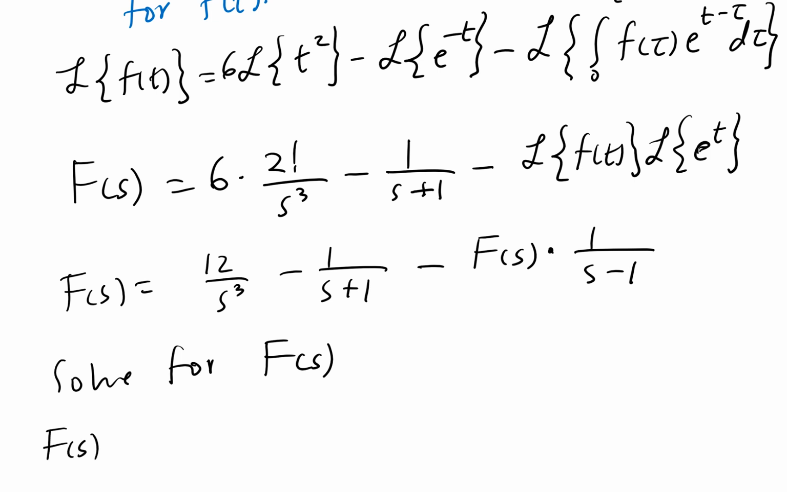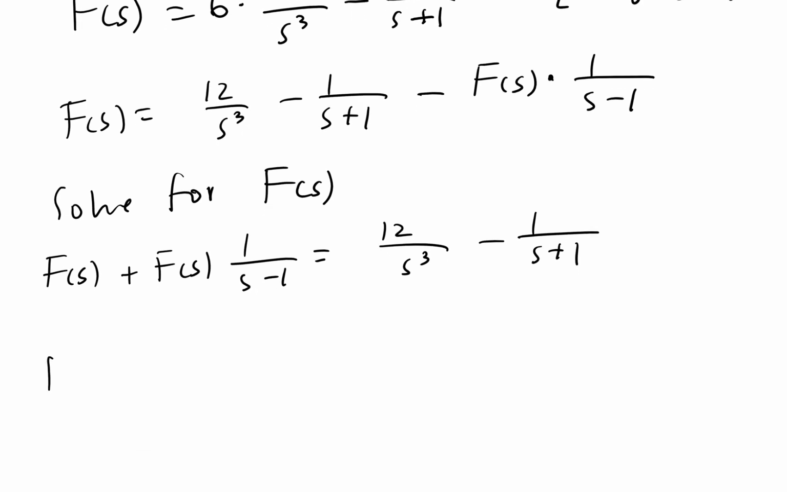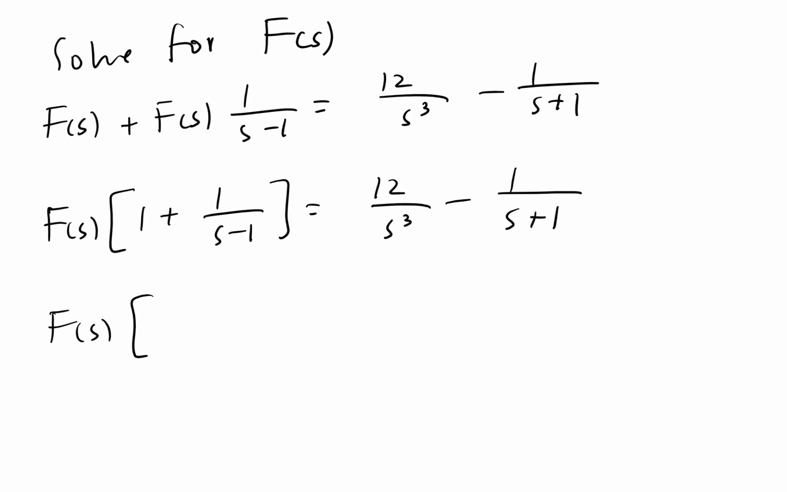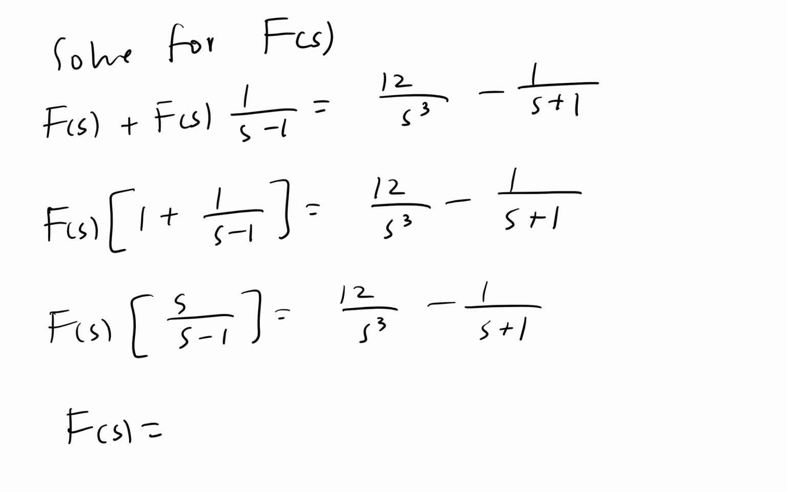So to do that, you can collect the terms containing capital F of s on one side and the rest on the other side. Then you can factor capital F of s times 1 plus 1 over s minus 1, and let's keep the right side the same for now. Combining fractions inside the bracket gives us s over s minus 1. Now we can multiply both sides by s minus 1 over s. So that would make it s minus 1 over s to the 4th minus s minus 1 times s plus 1, like so. I multiplied the top of each fraction by s minus 1 and the denominator by s. That will clean up the left side.